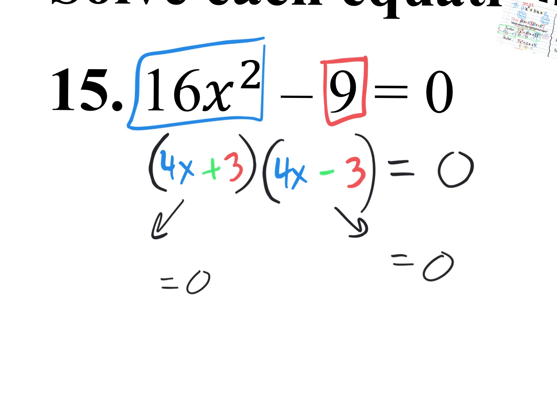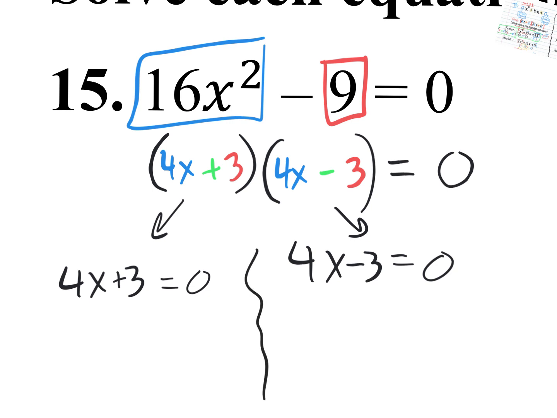Now, once again, the whole purpose of factoring this is to get something times something equal to 0. Again, we need it to equal 0. That way we could split them and solve and set them each equal to 0. So you're going to have this one on the left, 4x plus 3 equals 0. And then this one on the right, 4x minus 3 equal to 0. And you're going to solve both of these equations.